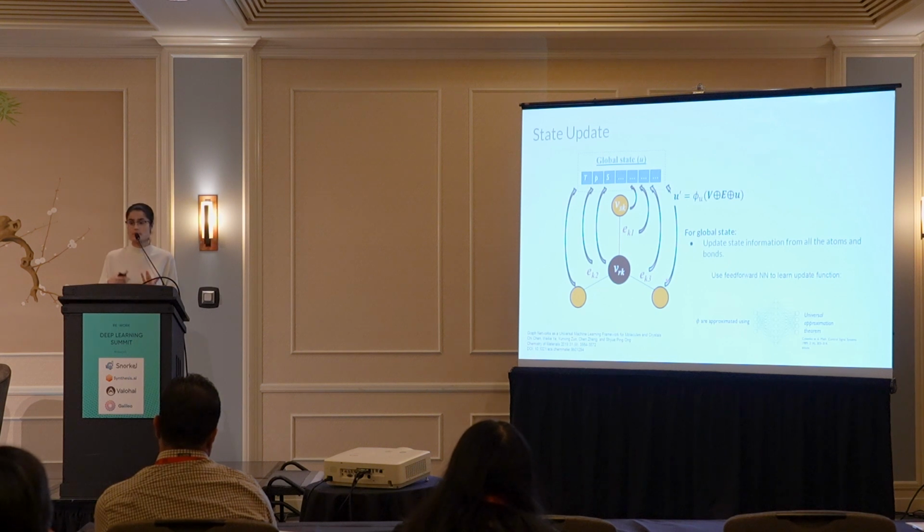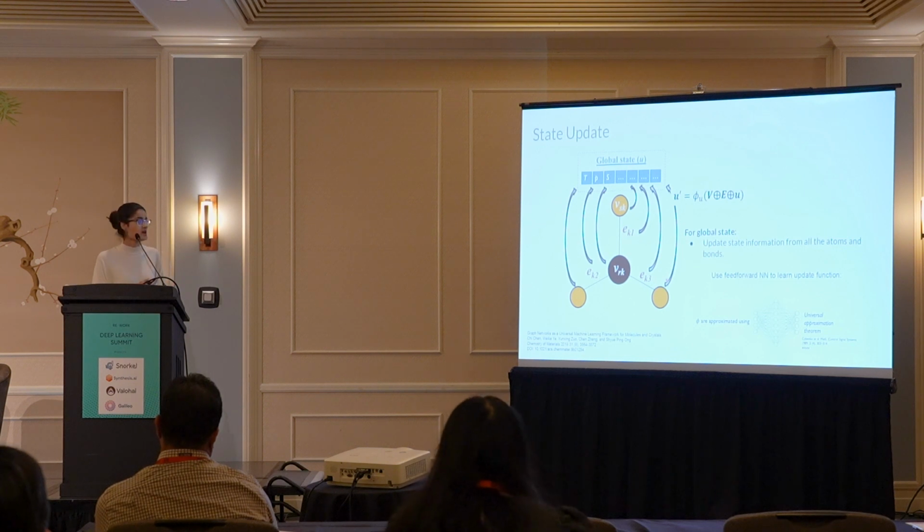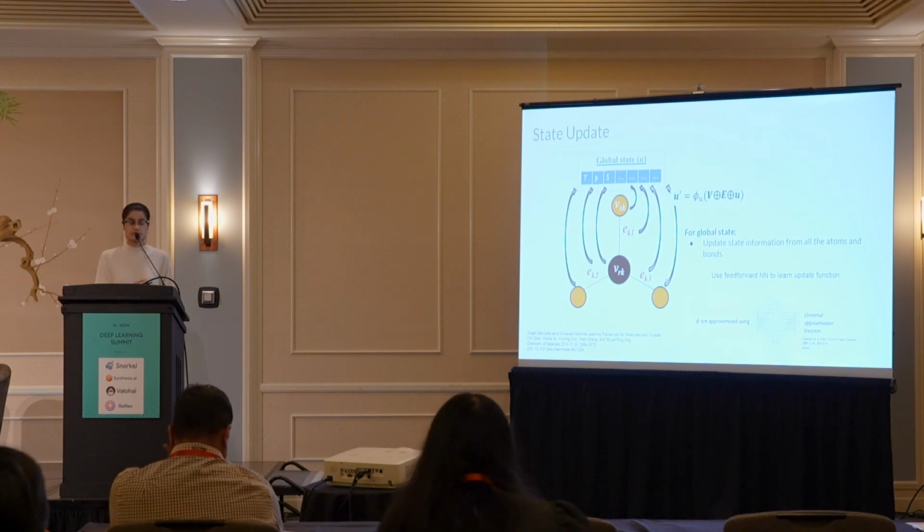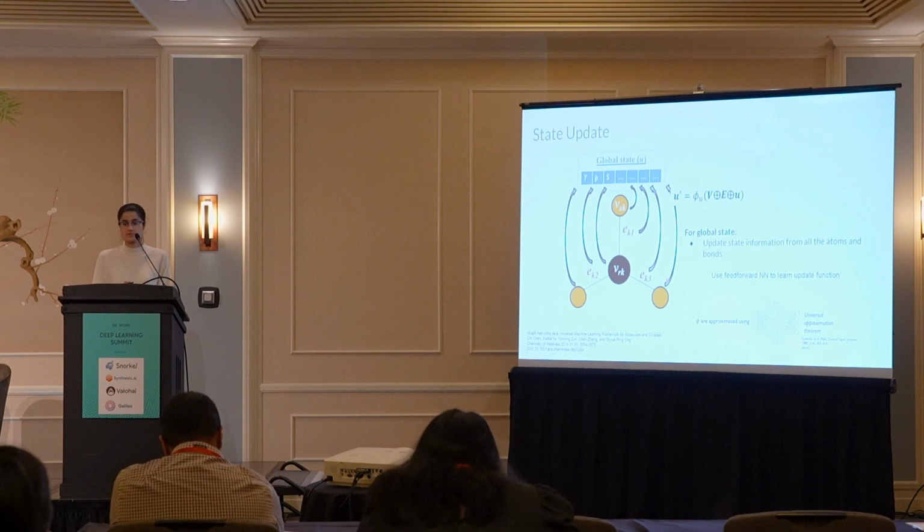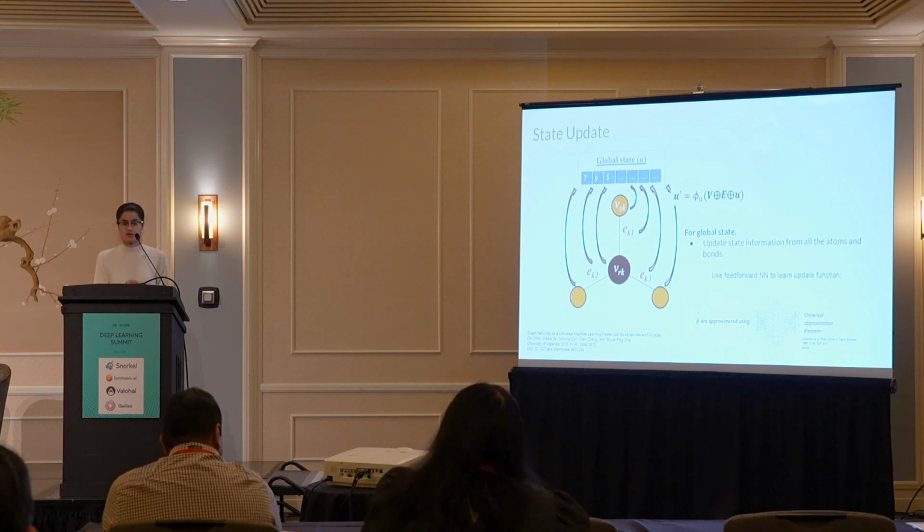Because in all of the bond, atom, and state update functions, you have this update function. And that's usually just done through a feed-forward neural network. So it's just using the universal approximation theorem to be able to find that and then use that to update all your values.